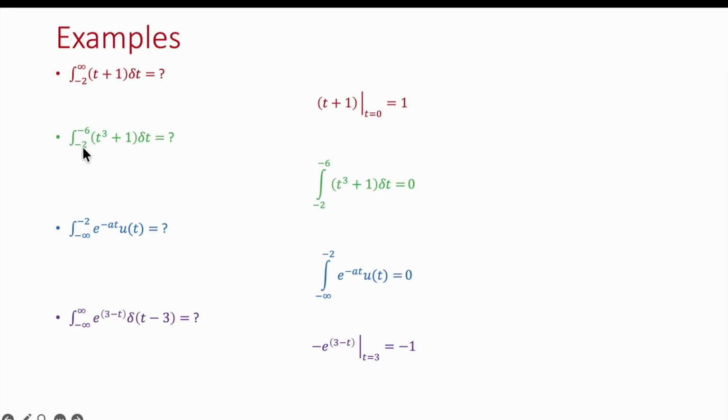Similarly, the second one is from minus 2 to minus 6, but you need to integrate with respect to the impulse function. And we know that the impulse function is available when t is equal to 0. But if you see, the limits are from minus 2 to minus 6. So it means that the signal is not available at t equal to 0.